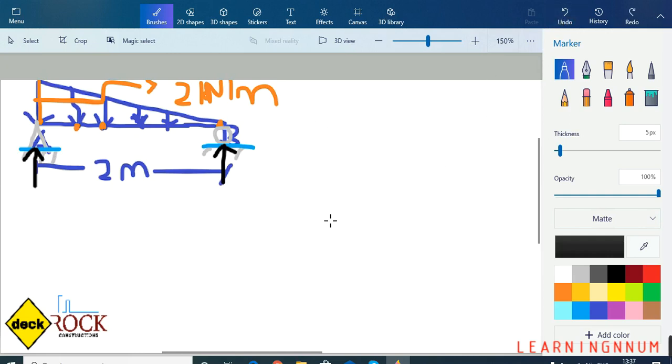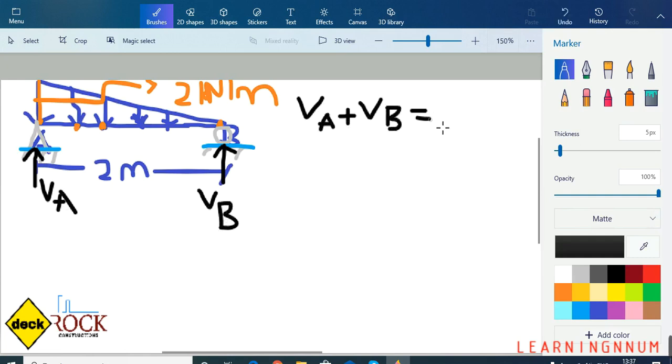So what is our next step? The next step is to draw the FBD, right? So let's apply the equilibrium equation. Summation of vertical forces equals 0. Let's consider this as VA and this as VB. Now VA plus VB would be equal to minus, because of the downward loading, minus sign for the sign convention of vertical forces.